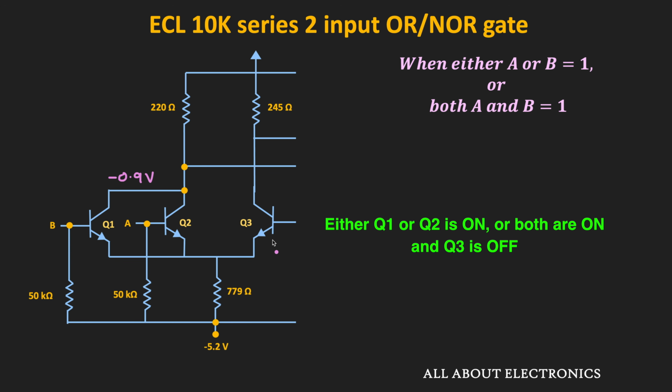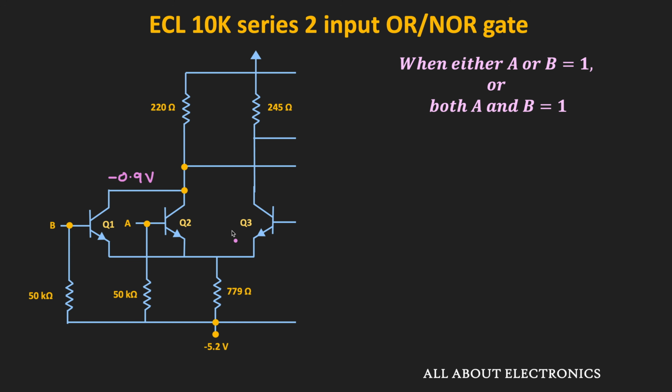So here let's say this A is equal to 1 while the B is equal to 0. That means here this A input is equal to minus 0.9 volt while the B input is equal to minus 1.7 volt. So in this condition, the Q3 will remain in the off condition and the entire current will flow through this branch. So in this condition, now let us find the emitter current.